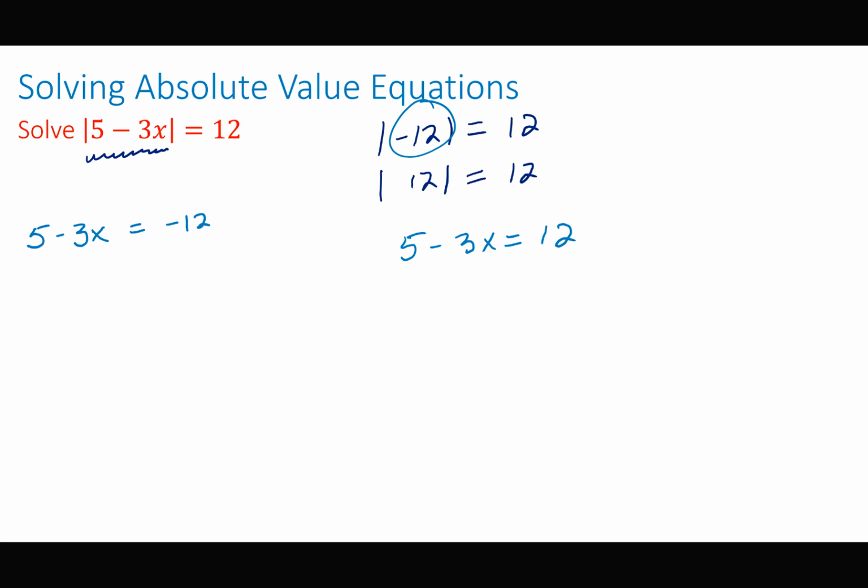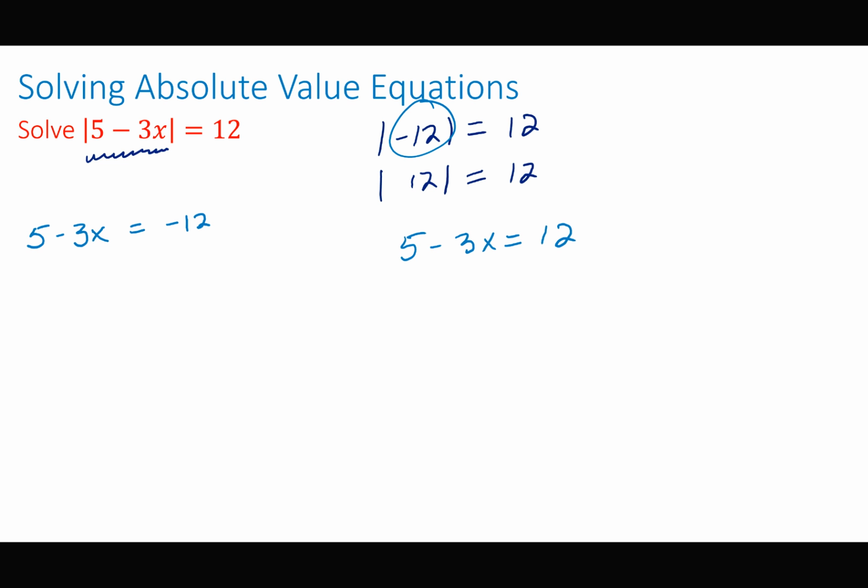Okay, so I want you thinking, how do I make the expression in the absolute value bars be 12 or negative 12? Because I know if I take the absolute value of either of those, I get my positive 12, which is what I want.